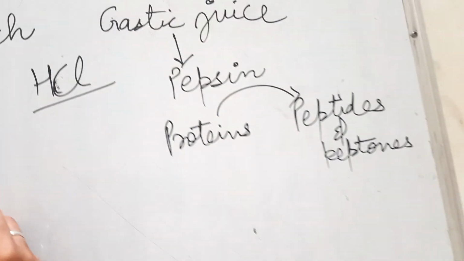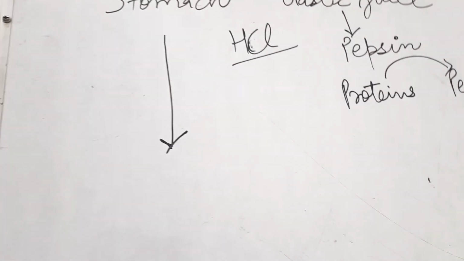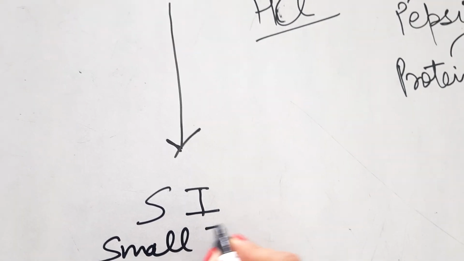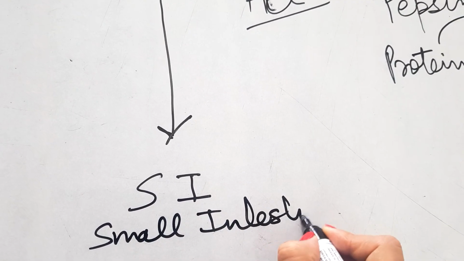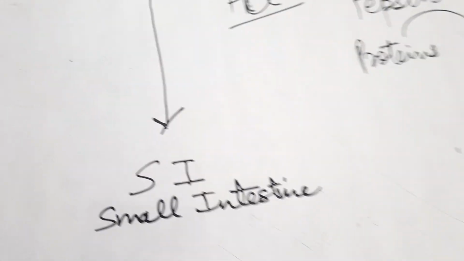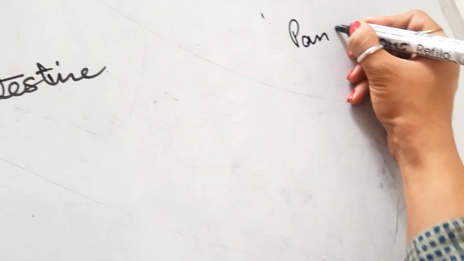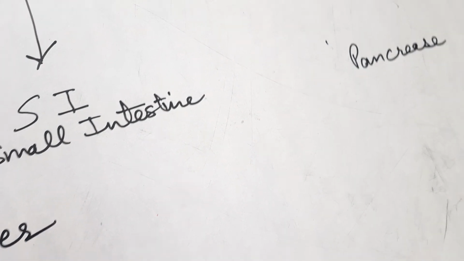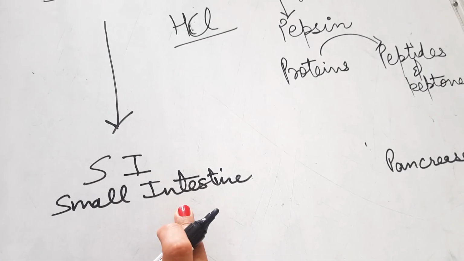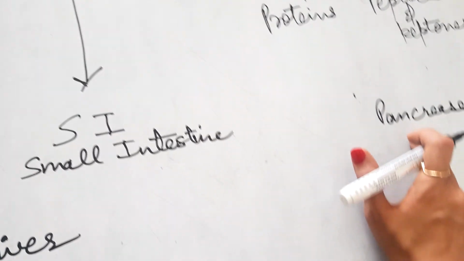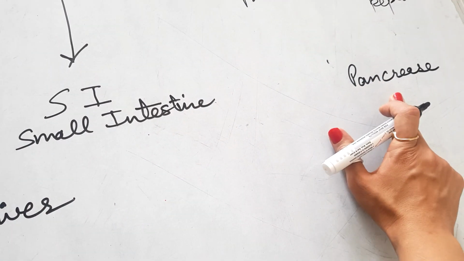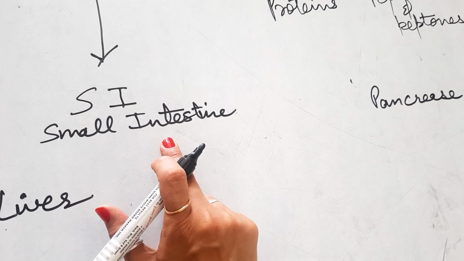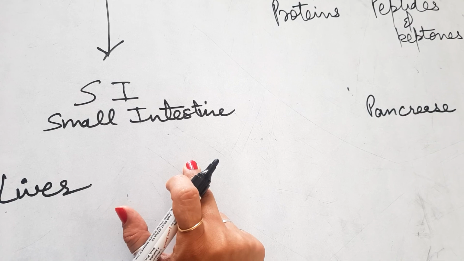Then the food goes to the small intestine, where we have enzymes being secreted by the pancreas and liver, and also by the small intestine. So three different organs are putting enzymes in the small intestine for the food that has reached here to function.